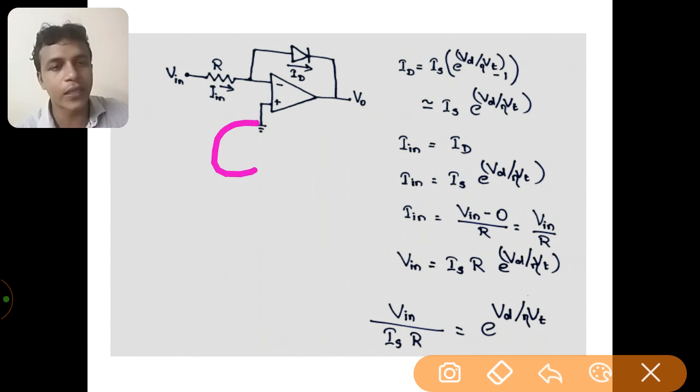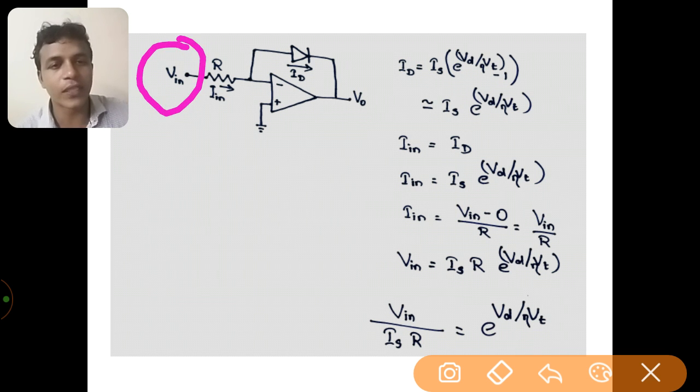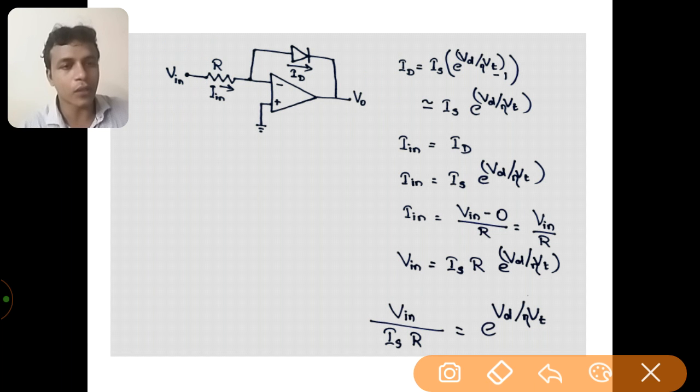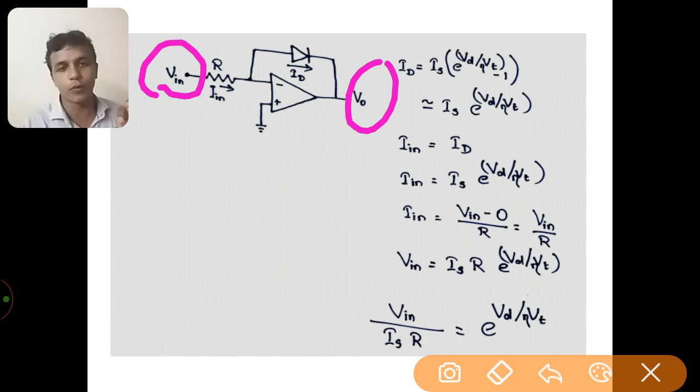Here we are grounding the non-inverting terminal. Since we are giving the input signal to the inverting terminal, we need to perform the logarithmic operation on the input voltage, and that should be available at the output. So let us check whether this is happening or not. V0, the output voltage, should be directly proportional to the logarithm of the input voltage. Let us see whether we get that as the output or not.